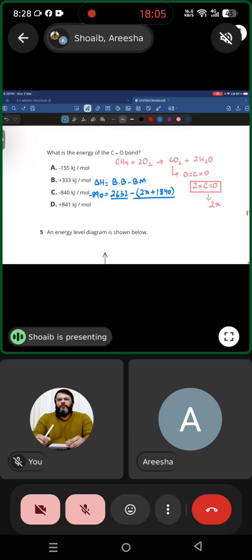So the minus 2x, we're going to write the minus 2x here, all the numbers on the other side. So minus 890 minus 2632 and positive 1840. As this value was a negative, when we move to the other side it becomes a positive. Got it? Now solve this and give me the answer.